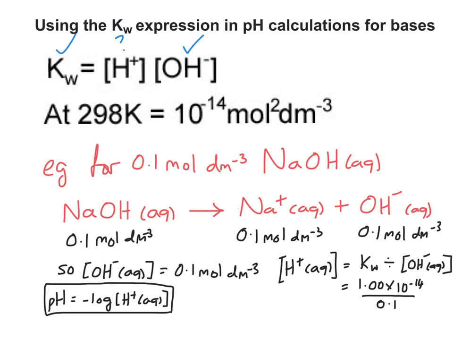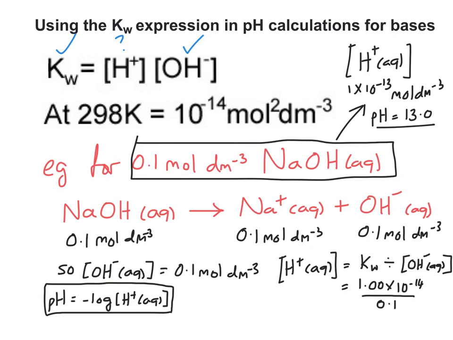If you rearrange the kW expression to make the H+ concentration the subject, you can then divide the kW value, 1 times 10 to the minus 14, by the concentration of OH minus, which in this case is 0.1. That gives us a hydrogen ion concentration of 1 times 10 to the minus 13 moles per decimeter to the minus 3, and therefore the pH, plugged into the pH expression at the bottom left hand corner of the screen, gives us pH 13.0, what you'd expect for a strong alkali.